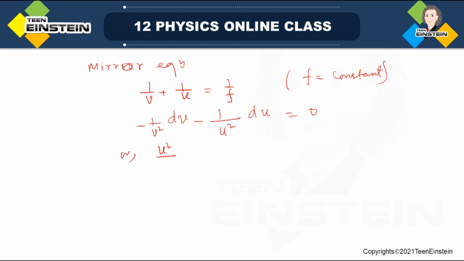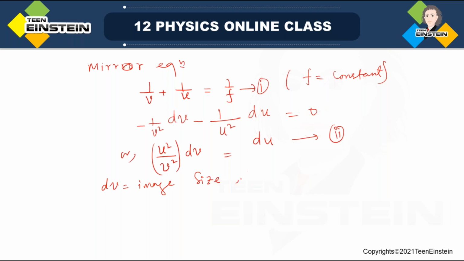So it will be u square by v square into dv is equal to du. Look, if I say this equation is number 1 and this as equation number 2. Okay, so look, what is this? This is the image size, and what is the du? This is actually object size, which is actually given as b.